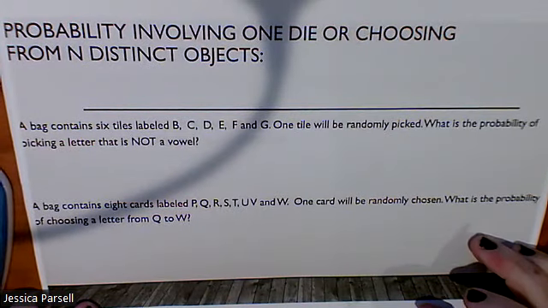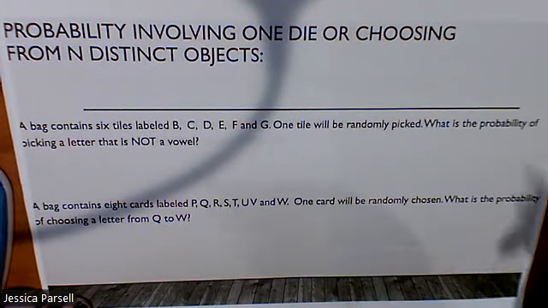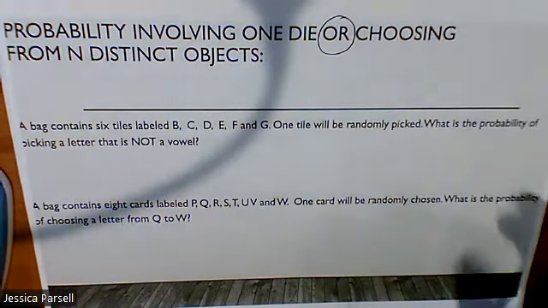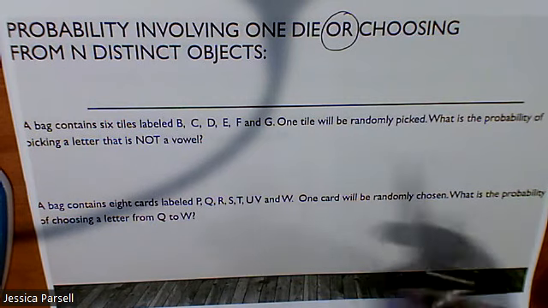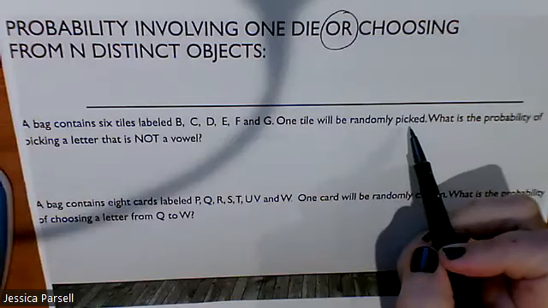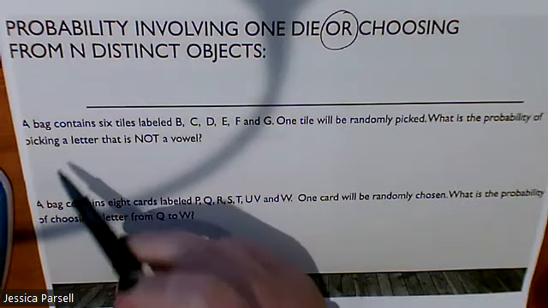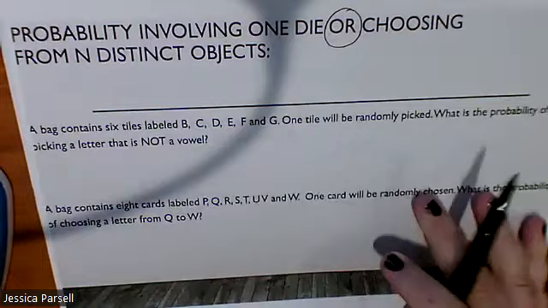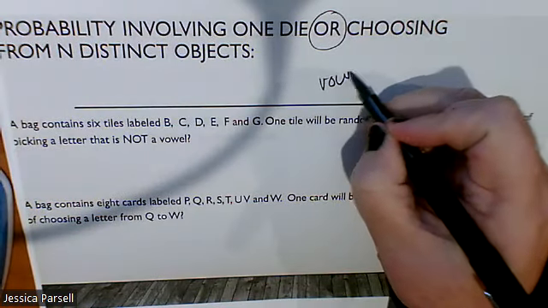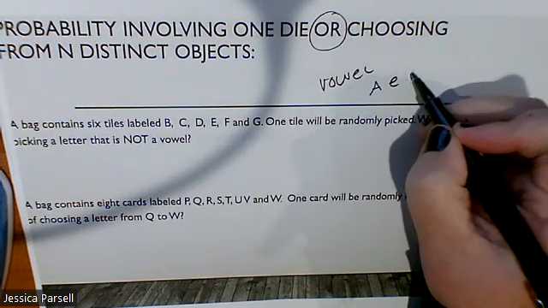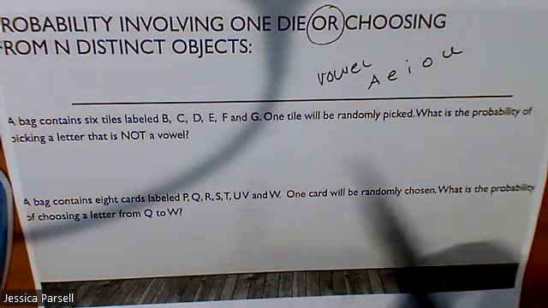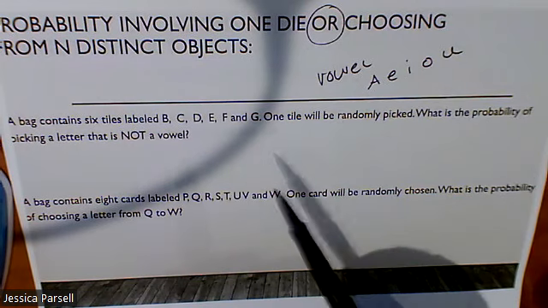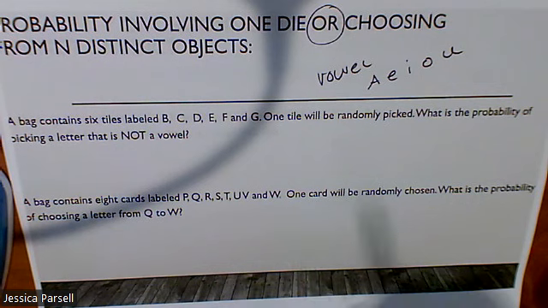Okay, probability involving 1 die or choosing from n distinct objects. All right, let's see what they have for us. A bag contains 6 tiles labeled B, C, D, E, F, and G. 1 tile will be randomly picked. What's the probability of picking a letter that is not a vowel? Okay, so remember, vowels are like A, E, I, O, U. So think about your vowels. We don't want to pick one. So pause the video and then come back and see if you get the same thing I'm going to get. Hopefully, see if we match.